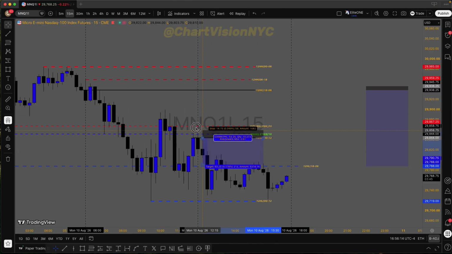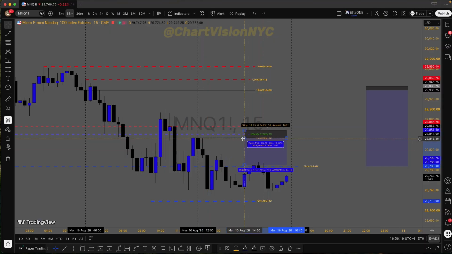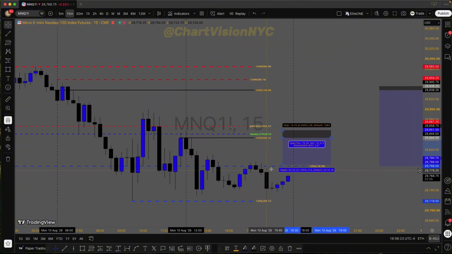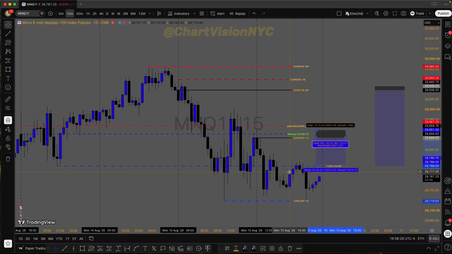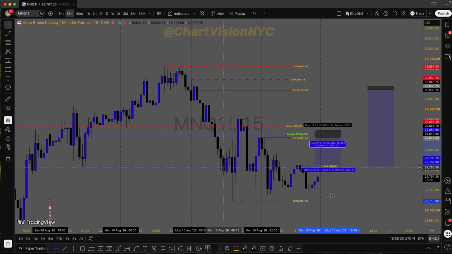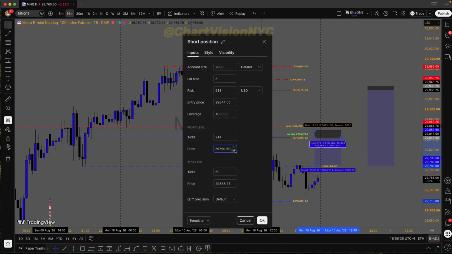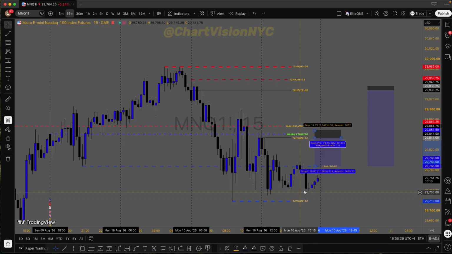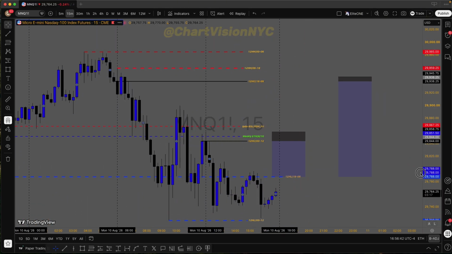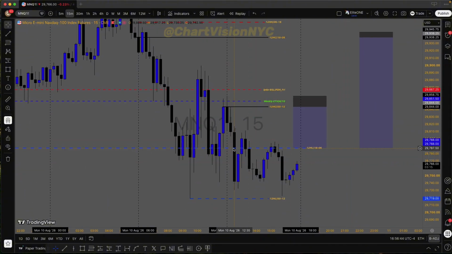Stop where? At the high of the candle that closed below the key level. And we target the next draw on liquidity, right? So maybe for some of you, that would have been the 12-hour low that was the initial draw. You took it down to 788 and you were satisfied. So you just targeted the most recent 12-hour low. You didn't target this one, right?